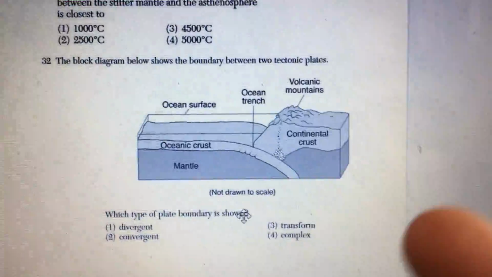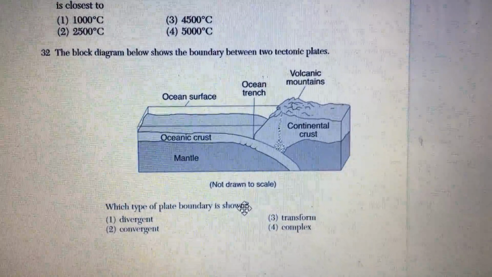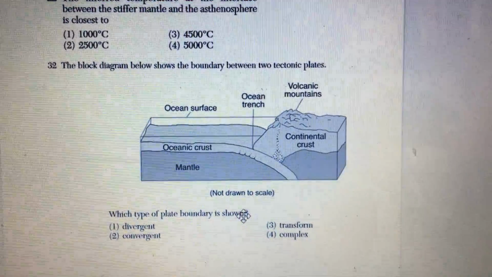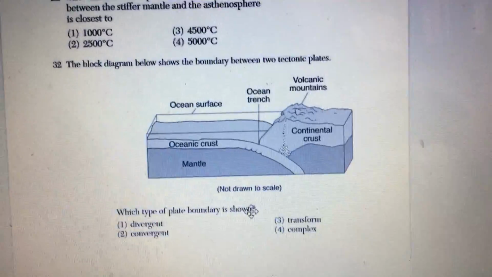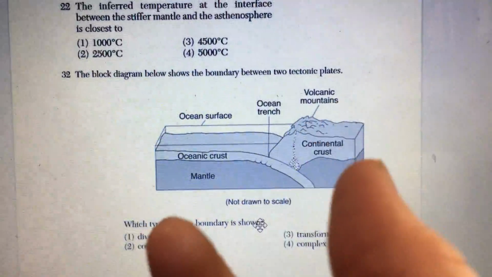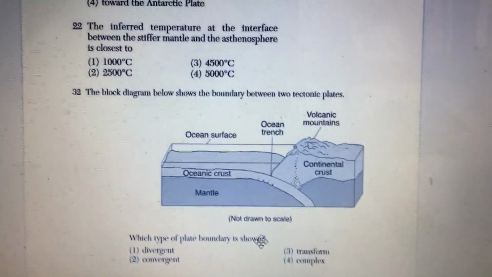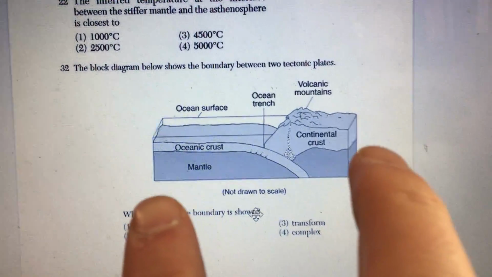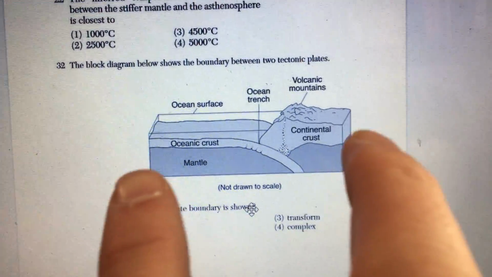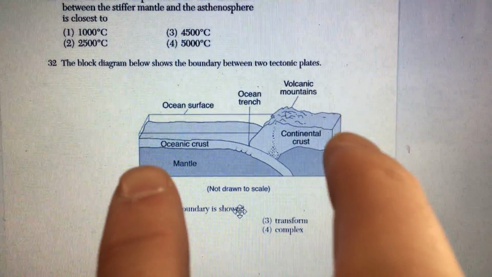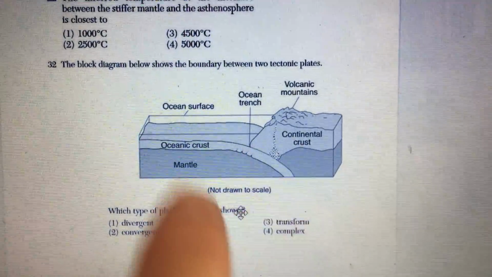The block diagram below shows the boundary between two tectonic plates. All right. If you did the quiz that was due Monday, hopefully you got these down. And if you want me to reset that and try again, one of you just submitted it. Thank you. Initials are BB. So if you just finished that quiz, BB, you have to recognize what type of boundary this is.